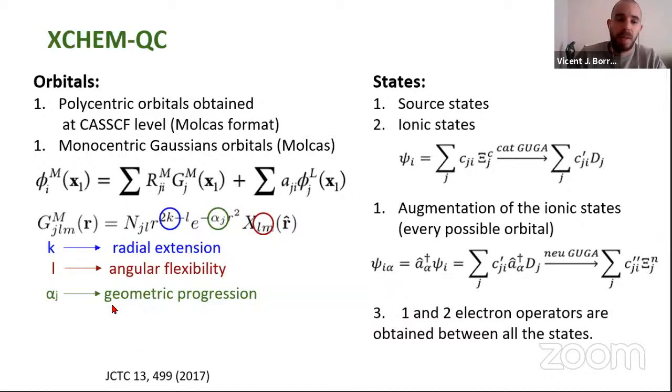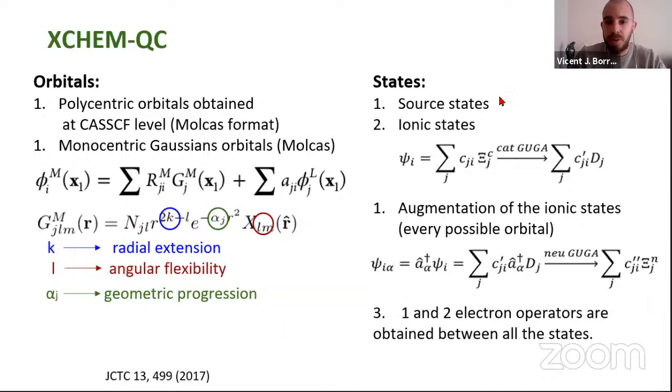So imagine we have a big system and the polycentric Gaussian is a little bit far from the center of mass. We will have to put the B-splines a little bit further. And to be sure that the B-splines and the monocentric Gaussians are touching, we will have to increase the k value to increase the radial extension.